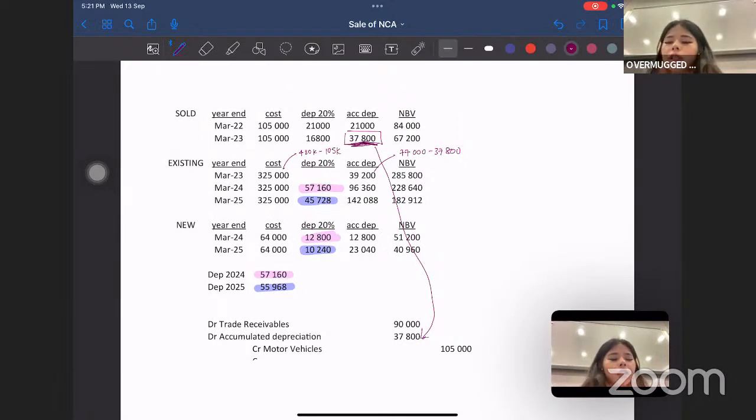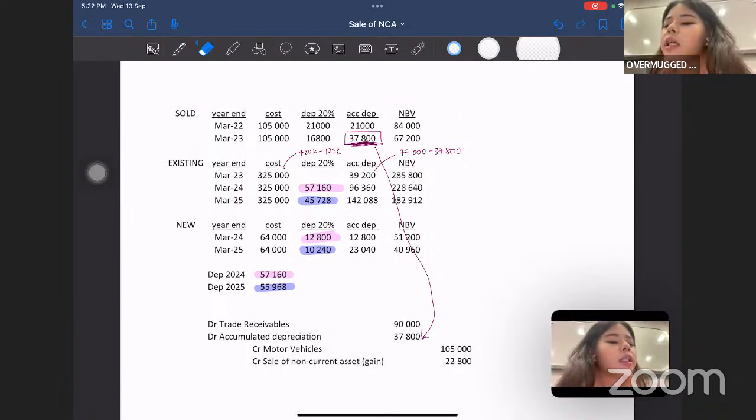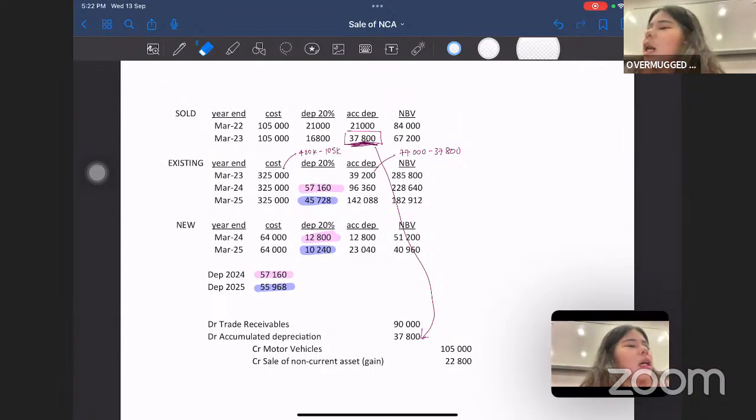And then after all of this, I will have to do the balancing one, right? So debit and credit must be the same. In this case, my debit side is bigger, so to balance this, I will need to credit another 22,800. Again, this is at the credit side, which means that this is a gain. So sale of non-current asset, this is a gain, and a gain means it's an income. After you do a few more questions, you'll realize that the steps you're doing, the calculation, is more or less the same. It's not that complicated.